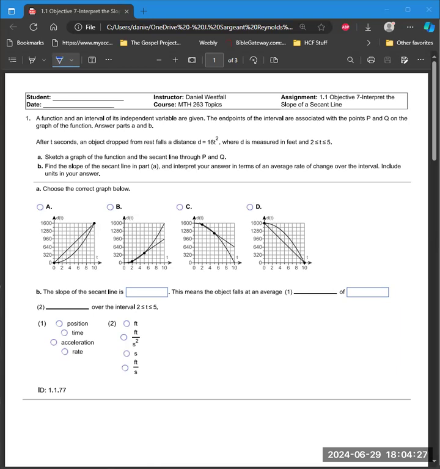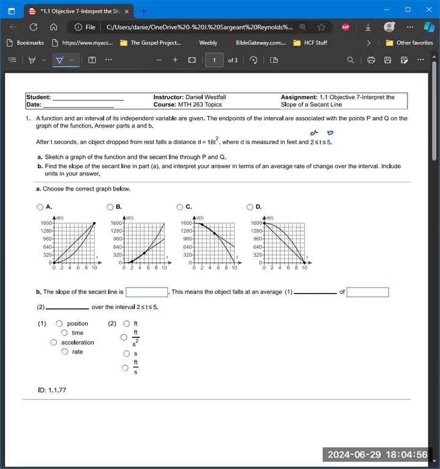A function and an interval of its independent variable are given. The endpoints of the interval are associated with the points P and Q on the graph of the function. Answer parts A and B. So after t seconds, an object dropped from rest falls a distance of d equals 16 t squared, where d is measured in feet. T is between 2 and 5, so there's my A and B for my interval. That's what they're talking about.